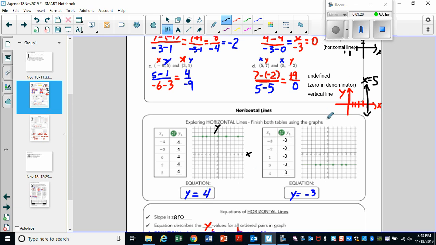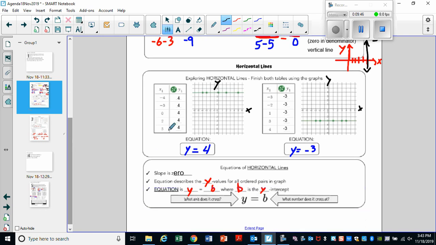Similarly, again, you have a horizontal line where all the y values are negative 3. So our horizontal line is y equals negative 3. And again, your slope is 0 for a horizontal line. So slope is 0. The equation describes the y values for all ordered pairs in a graph. y equals b, where b is your y-intercept.